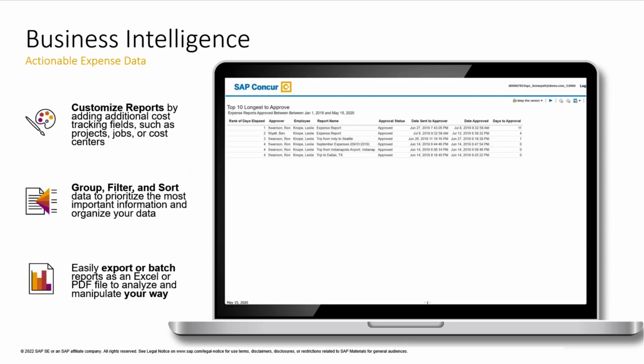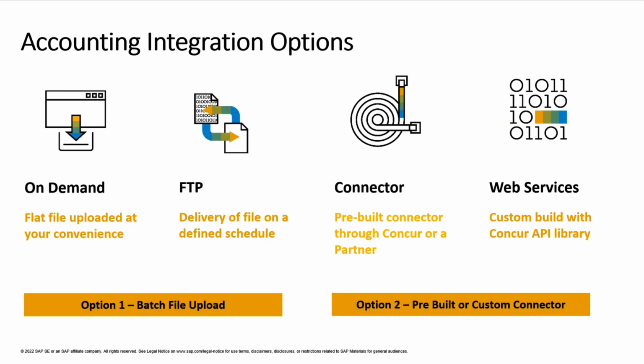An example of one of these reports would be the top 10 longest to approve. So we can create custom reports to see time of approvals. How long is it taking managers to approve? Where do we need to focus in terms of training? Where are there some more out-of-policy employees that need to be reminded of the policy? We can get very customizable reports with our business intelligence tool.